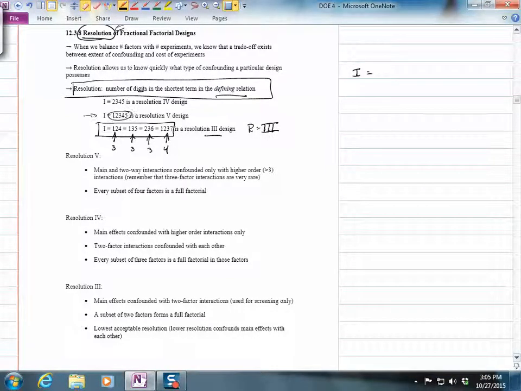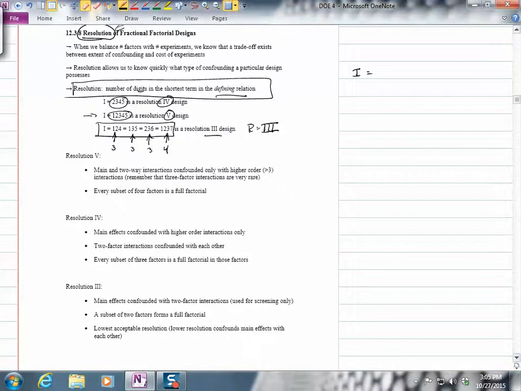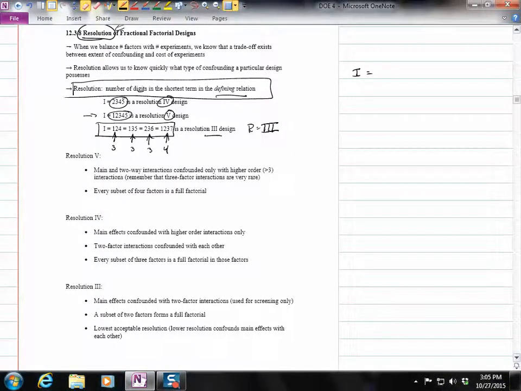Here we have 5 digits. It's a resolution 5 design. 4 is a resolution 4 design. So that's pretty easy to tell, right? And whether it has one term or many terms, you're just looking, well, what's the shortest one in the defining relation? And that tells you what the resolution is. So now let's think about confounding patterns.